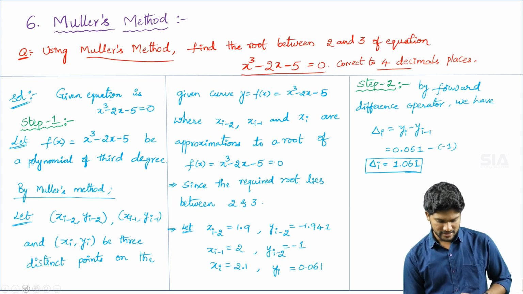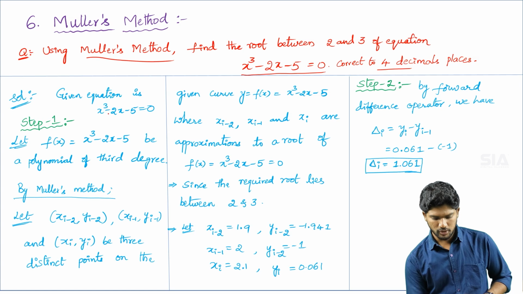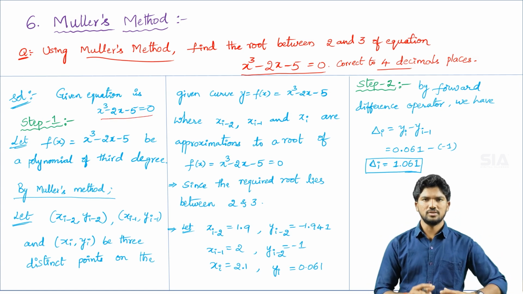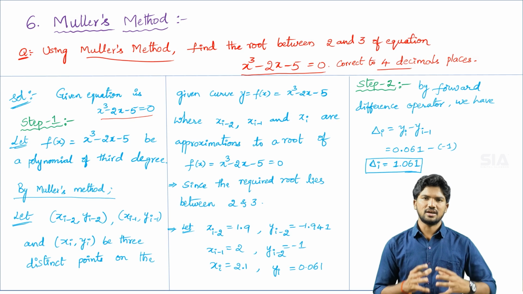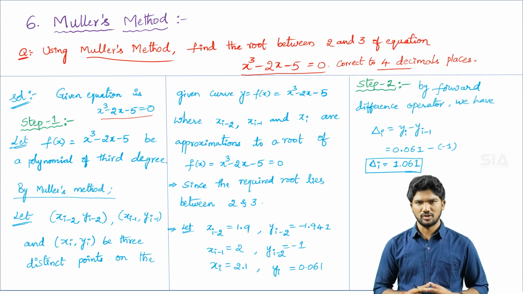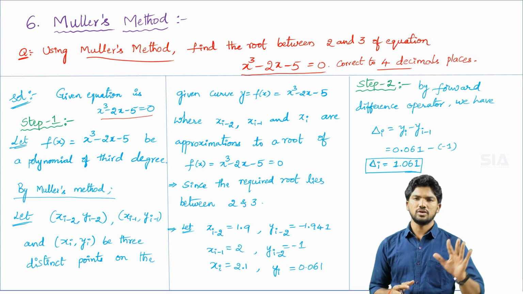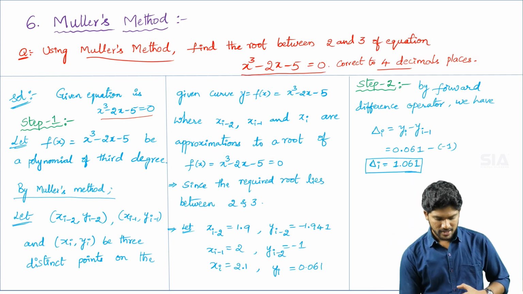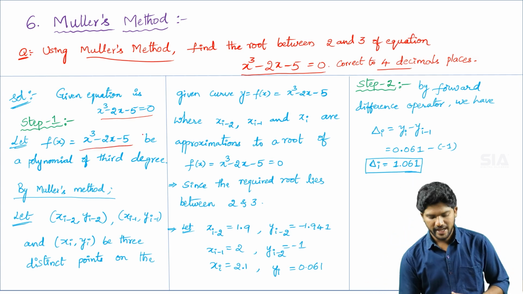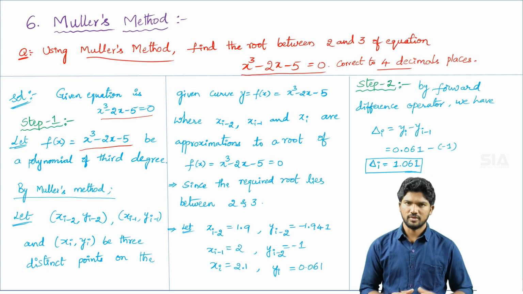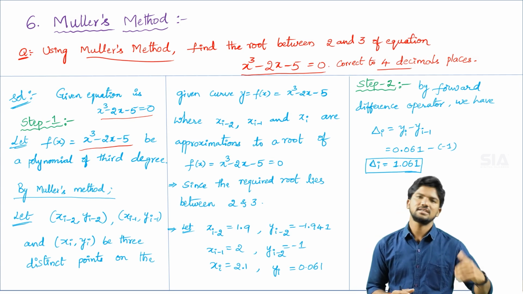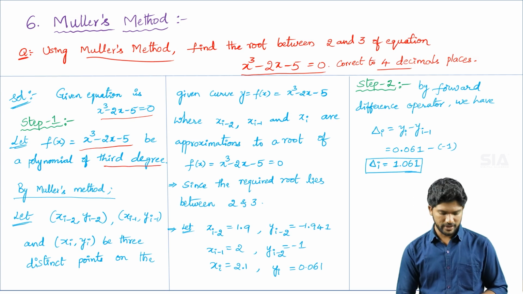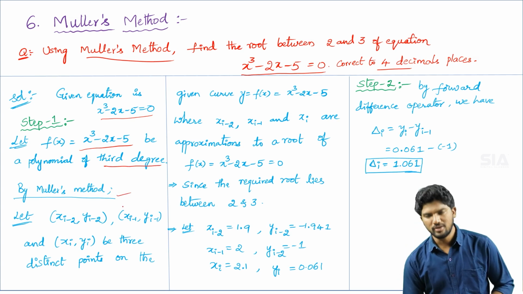Now you can see here the solution by Muller's method. Given equation is x cube minus 2x minus 5 is equal to 0. To find the root of this equation by using Muller's method, we need to go through 5 steps. In step 1, let f of x is equal to x cube minus 2x minus 5. The given equation we are letting as f of x, a polynomial of third degree, you know very well. Now by Muller's method.